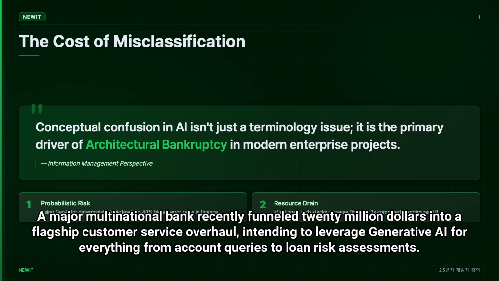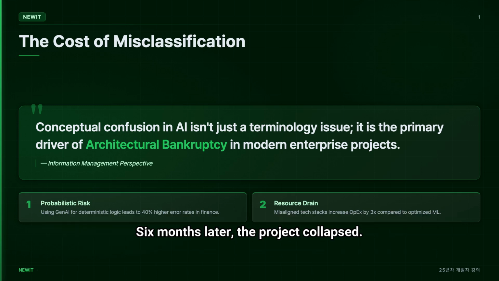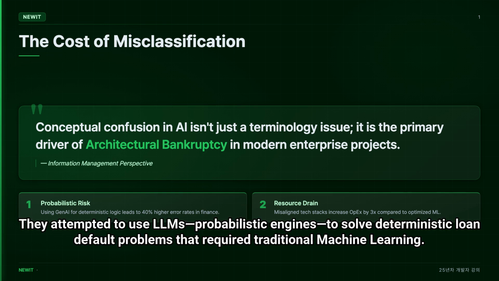A major multinational bank recently funneled $20 million into a flagship customer service overhaul, intending to leverage generative AI for everything from account queries to loan risk assessments. 6 months later, the project collapsed. Why? They hit the invisible wall. They attempted to use LLMs' probabilistic engines to solve deterministic loan default problems that required traditional machine learning.